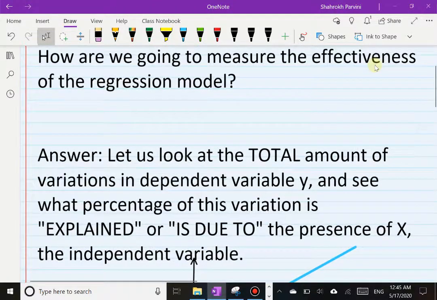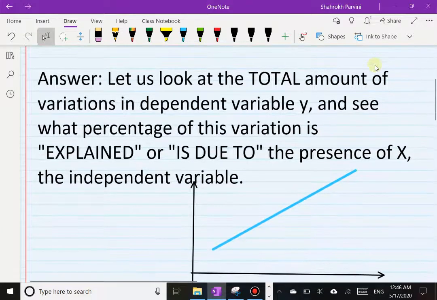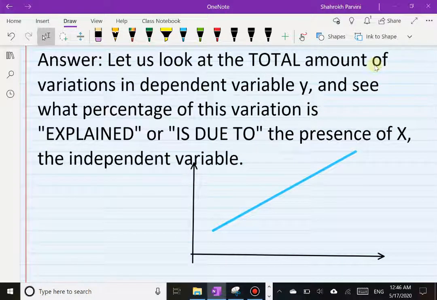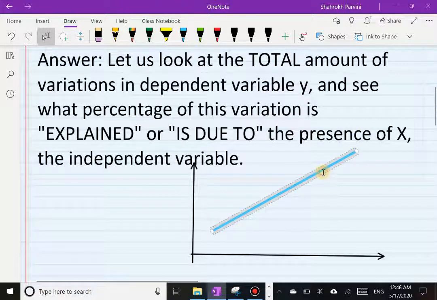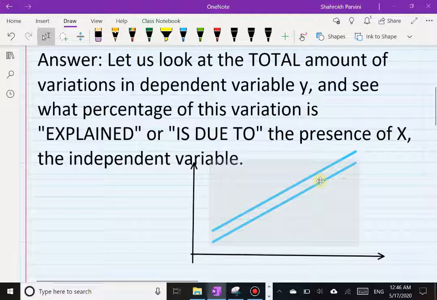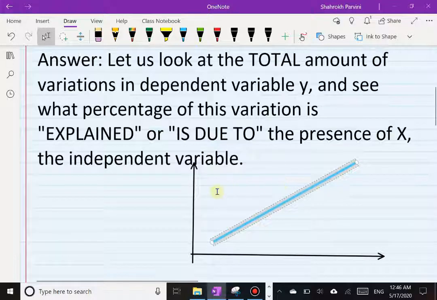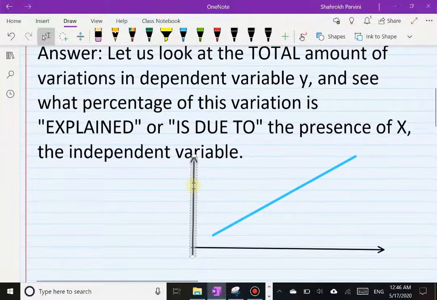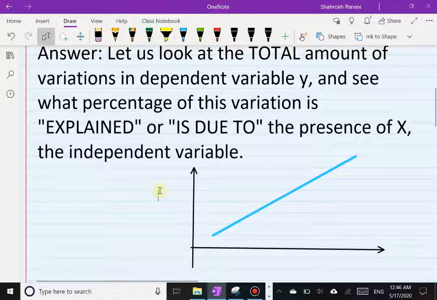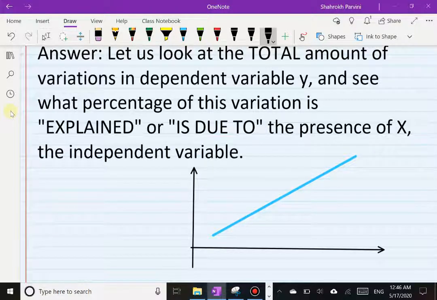The logic of the answer is, why don't we look at the total variation in the dependent variable, and see what percentage of that total variation is due to, or explained by, the regression model, the regression line? So how are we going to go about this? Let me begin with an example here.